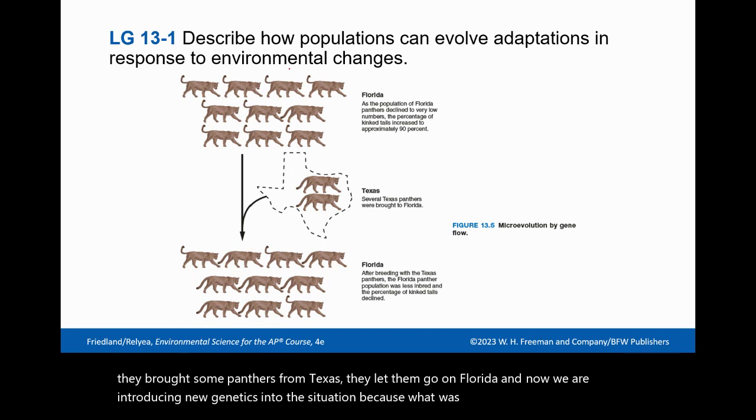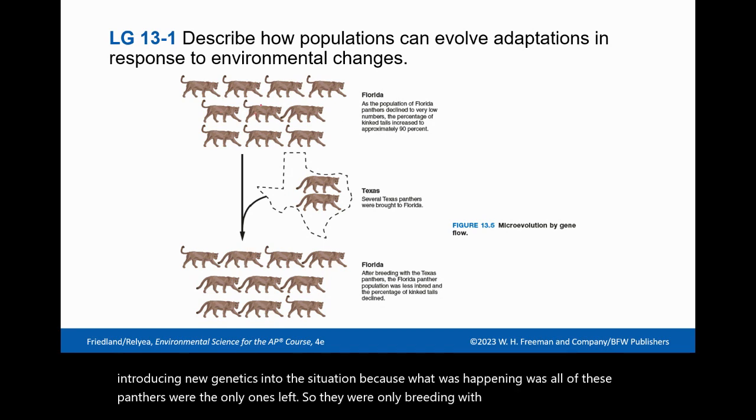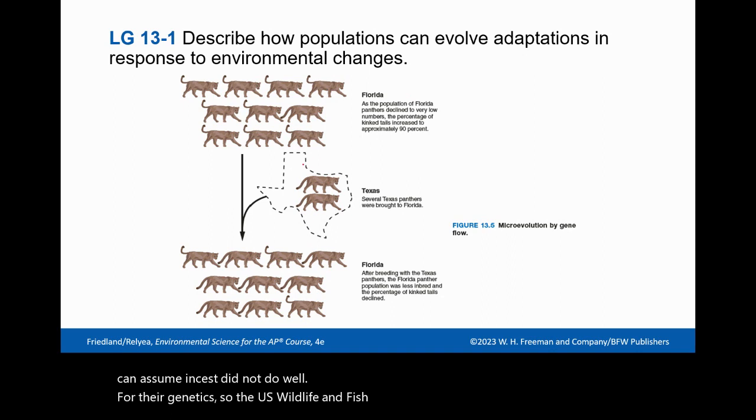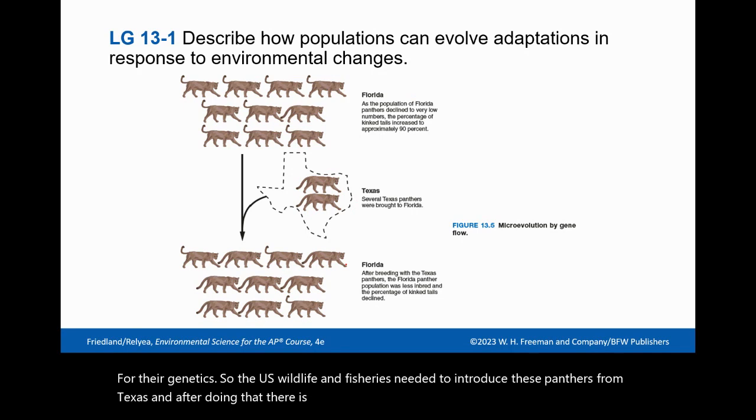was all of these panthers were the only ones left, so they were only breeding with each other, which, as you can assume, incest did not do well for their genetics. So the U.S. Wildlife and Fisheries needed to introduce these panthers from Texas. And after doing that, there was less inbreeding, and the percentage of the kink tails or the mutations decreased.